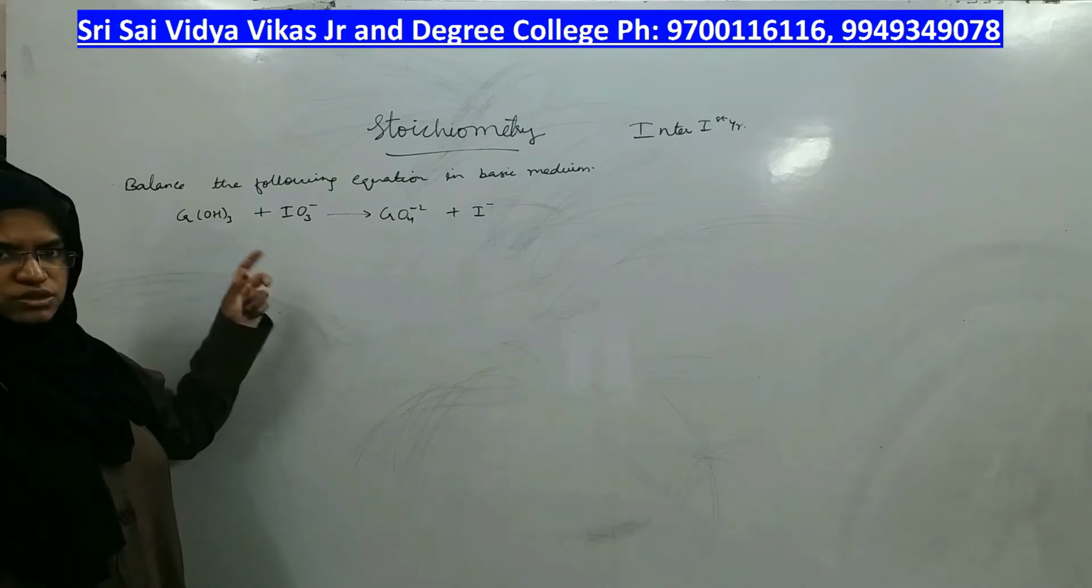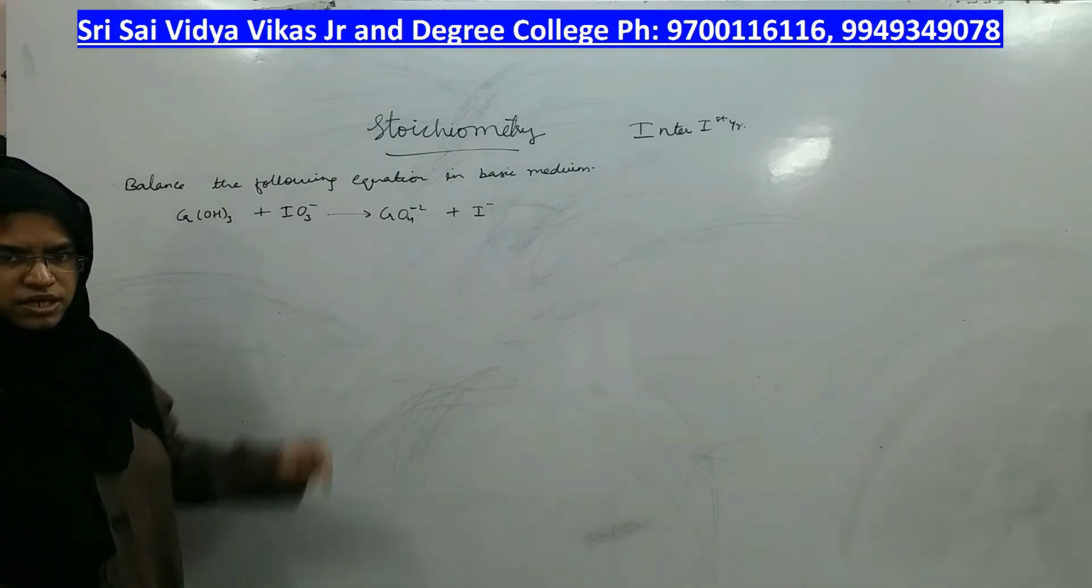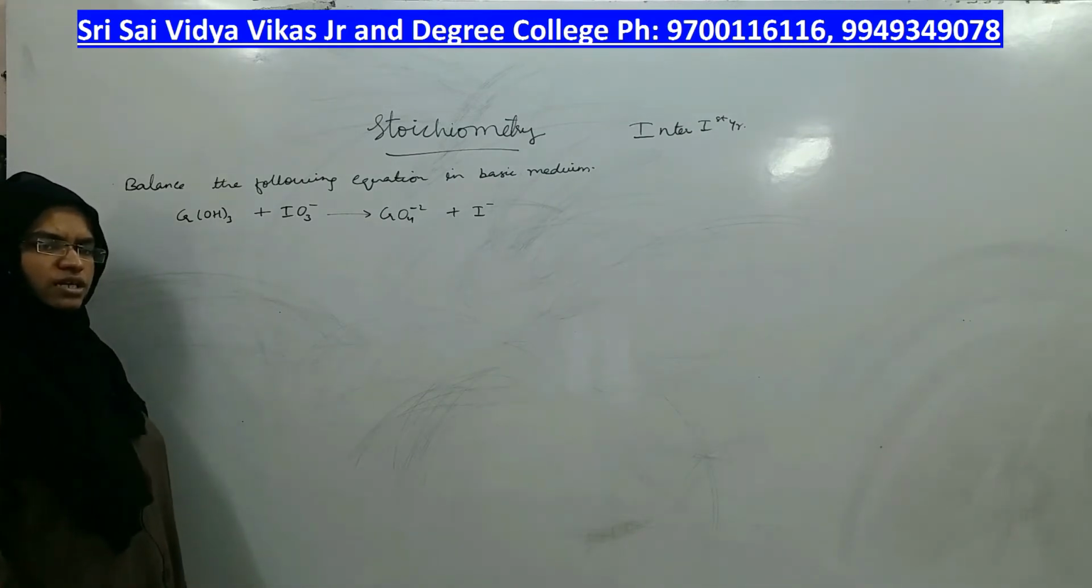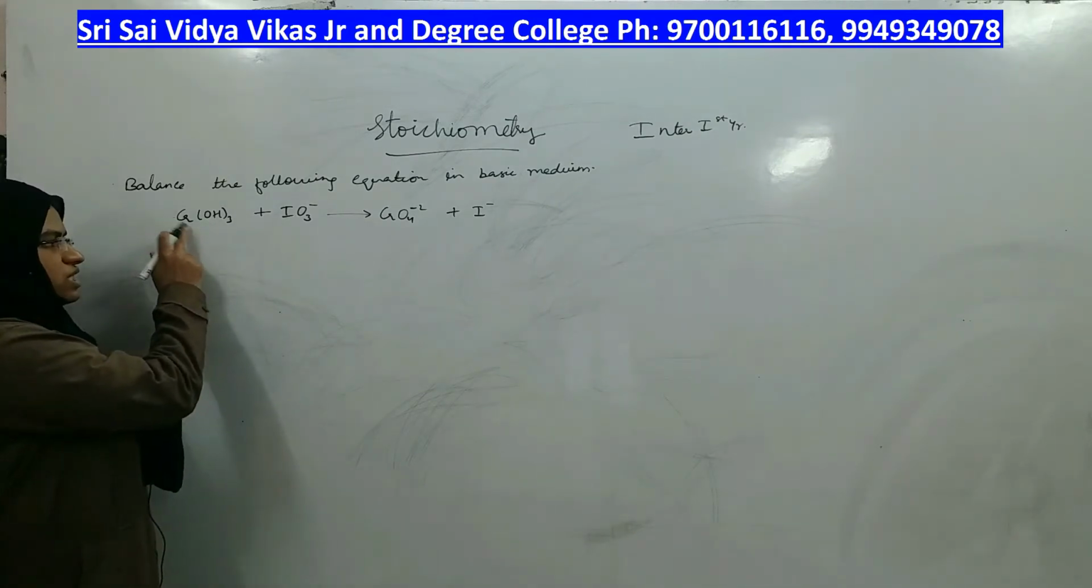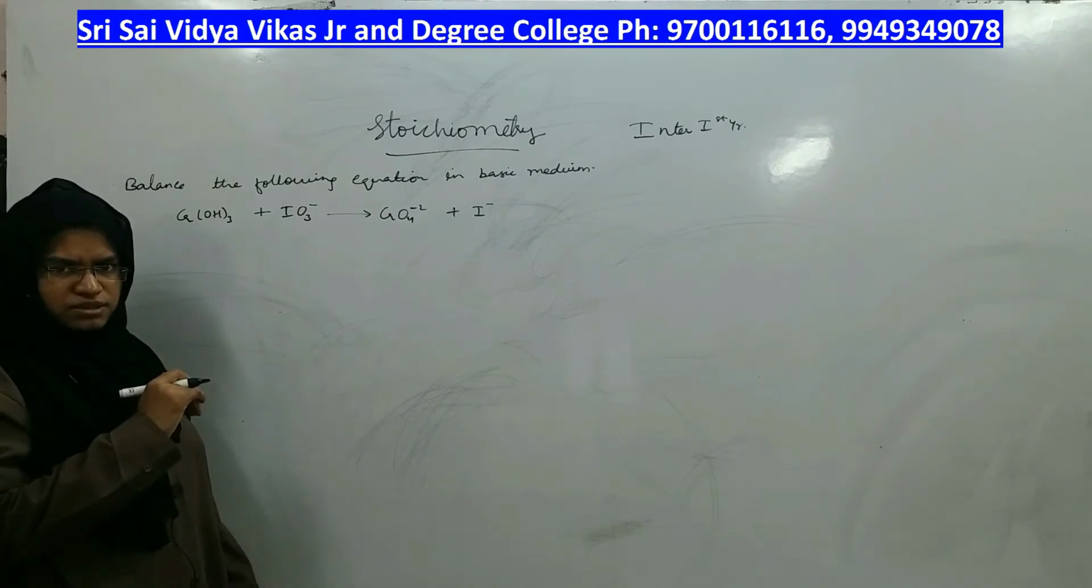Actually, we are supposed to segregate the oxidation part and reduction part separately. But before doing that, you have to calculate the oxidation state. Then segregation of the oxidation part and reduction part becomes easy, right?